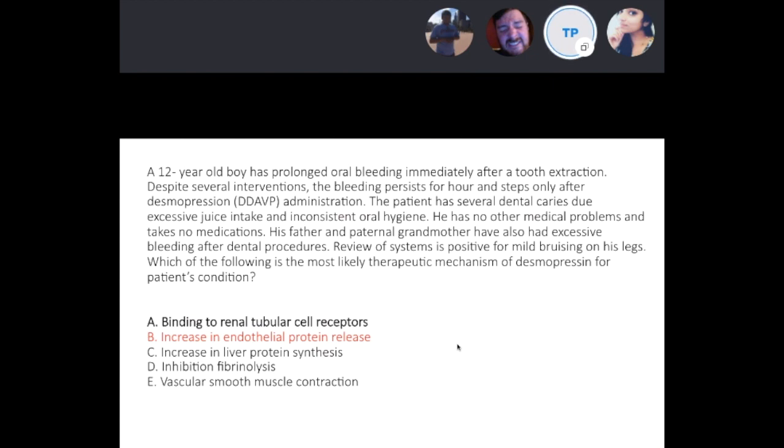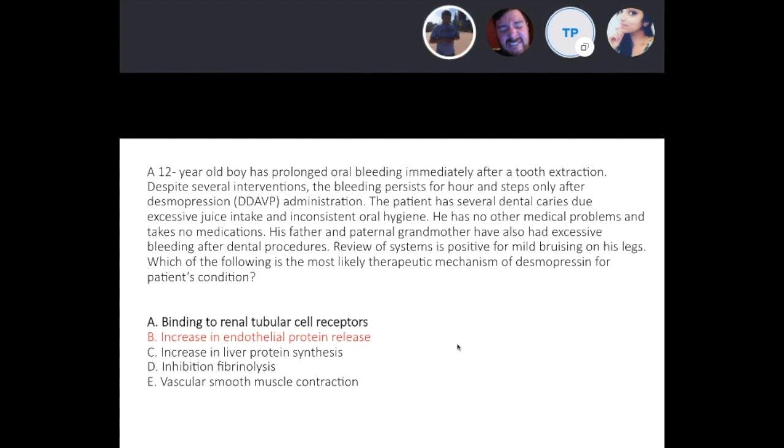I can see why you would think A. With A, DDAVP also acts as an ADH analog by binding to the V2 receptors in the renal tubular cells, but it leads to an increase in aquaporin channels and increases water reabsorption and decreases urine output. Due to this action, DDAVP can be used in the treatment of central diabetes insipidus, so not for release of von Willebrand factor. That's the reason they gave for why it would not be A.